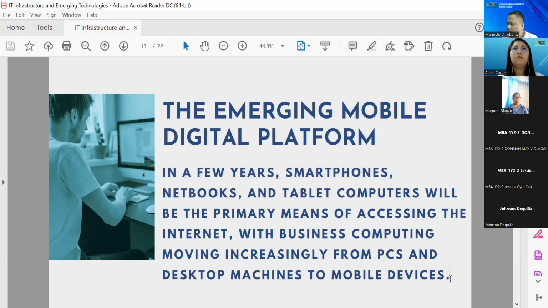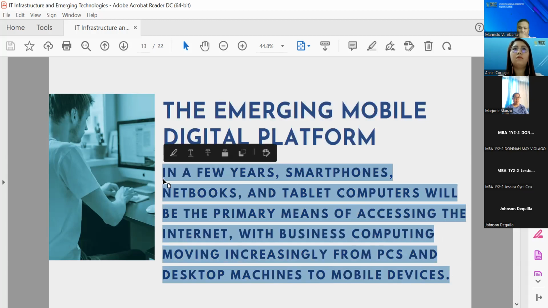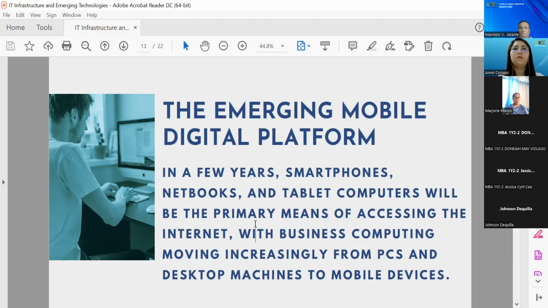So nakikita natin to, most of our smartphones, netbooks, and tablets, nagiging mas powerful na sila, kaya na nila web browsing, other functions ng desktop natin in PCs, nagagawa na nila. And because this is very nakakasya sa pocket, nakakasya sa ating mga bags, very accessible anytime na kailangan. So, yun nagiging trend na yun. So, from PCs to desktop machines to our mobile devices.